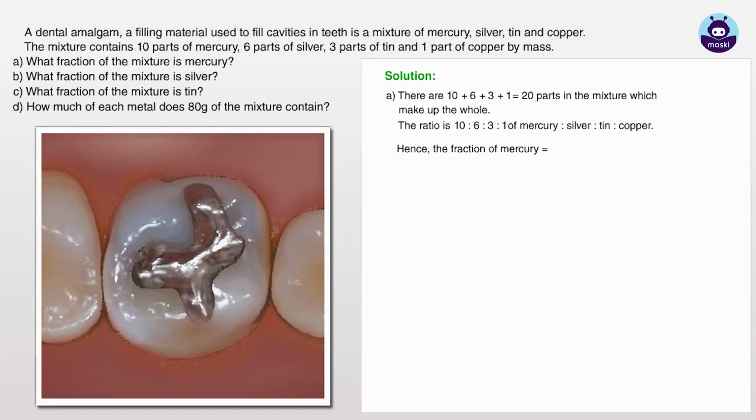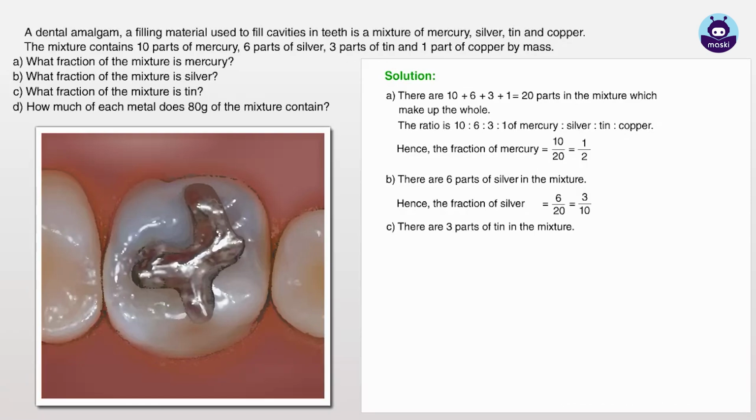Hence, the fraction of mercury equals 10 over 20 equals 1 over 2. There are 6 parts of silver in the mixture. Hence, the fraction of silver equals 6 over 20 equals 3 over 10. There are 3 parts of tin in the mixture. Hence, the fraction of tin equals 3 over 20.